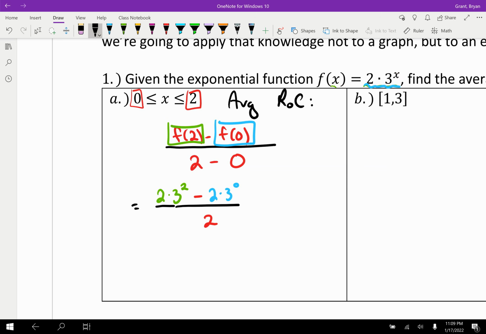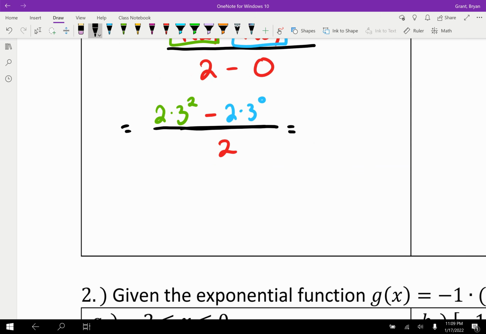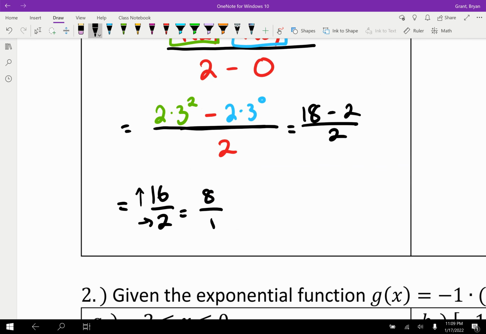And now we just have a bit of math to do. Nothing too terrible, and you can always use your calculator to assist you. I'm going to work to the right since I have a little room. 3 squared is 9. 9 times 2 is 18. 3 to the 0th is 1. 1 times 2 is 2, divided by 2. And then we continue out. 18 minus 2 is 16. And although this is okay for your rise and your run, you might as well divide everything by 2 to get 8 over 1, or just plain old 8. The average steepness of this graph is 8.